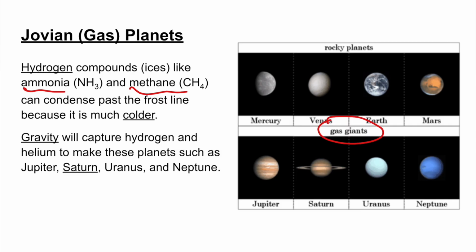The reason that we have lots of this ice-type compound is because it's outside the frost line. If they were inside the frost line, all of that ice would melt and be evaporated and blown away. So that's why all of these gases and ices have collected outside of the frost line. Gravity helps capture some of these compounds to make planets like Jupiter, Saturn, Uranus, and Neptune. We know that they all have lots of gas, and a lot of them actually have frozen methane and some kind of frozen surface to them as well.